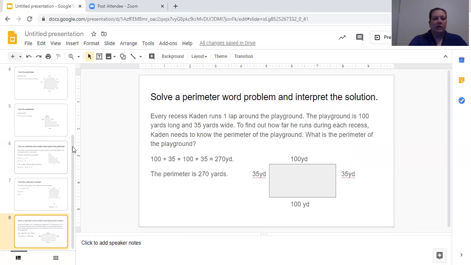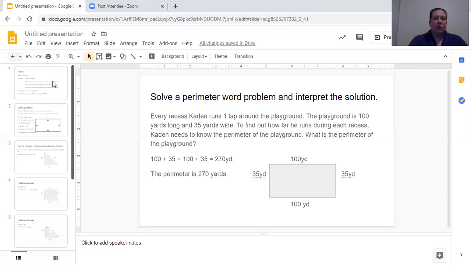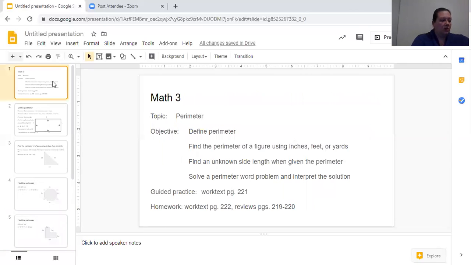We're going to go ahead and move on to our work text page 221. And in the shaded area, again, it goes over how to find the perimeter. Perimeter is the distance around a figure. Your first figure is 2 inches, 1 inch, 2 inches, and 1 inch. So 2 plus 1 plus 2 plus 1 is going to give you 6. So your perimeter is 6 inches for that square.